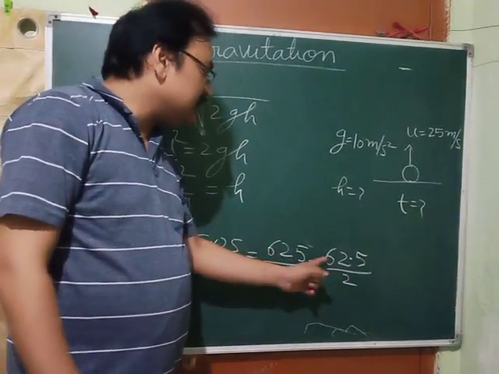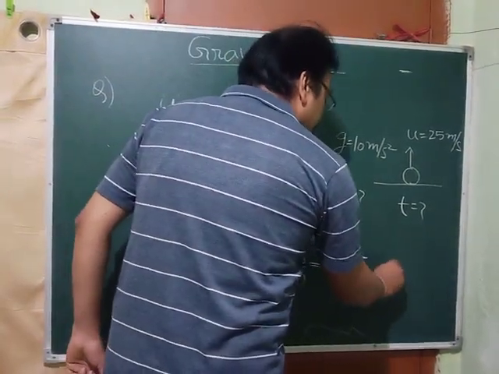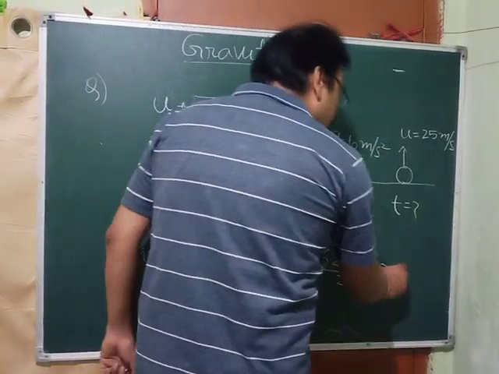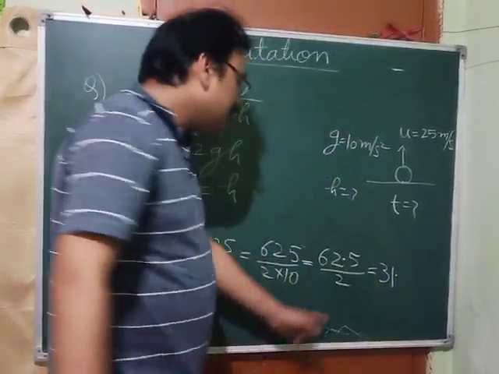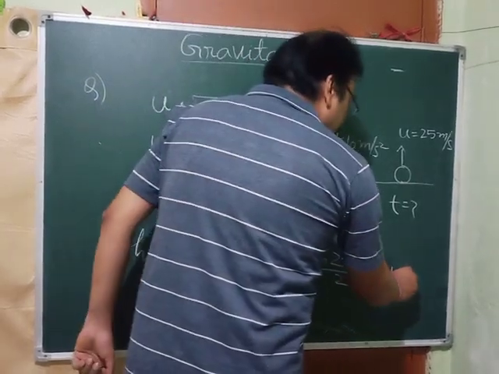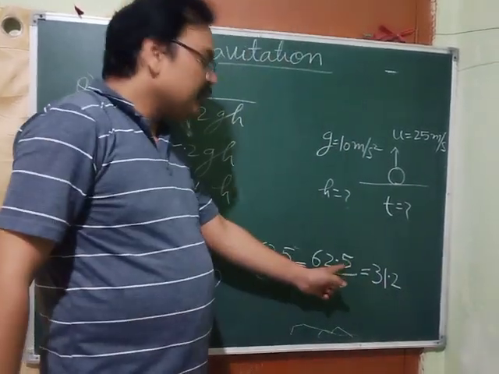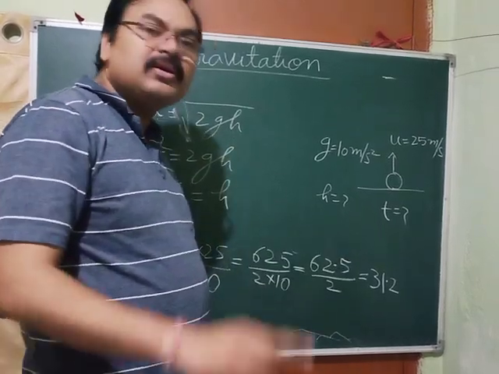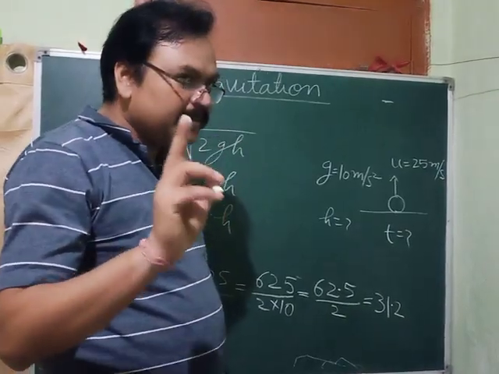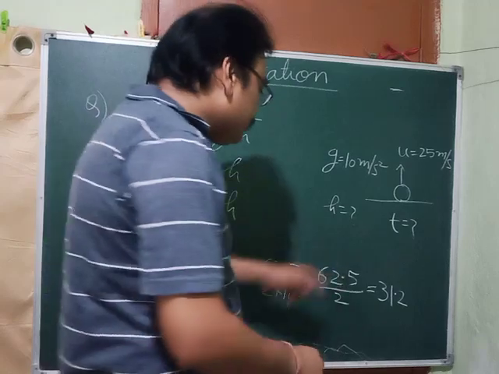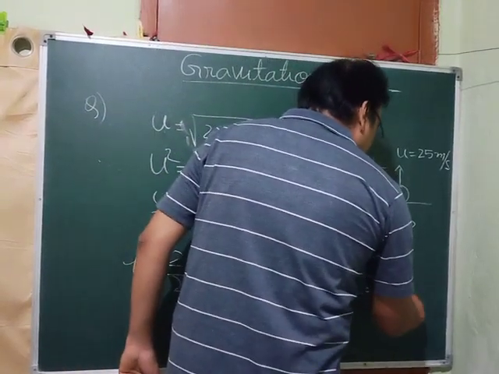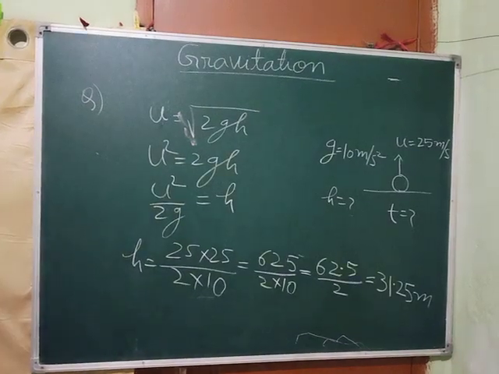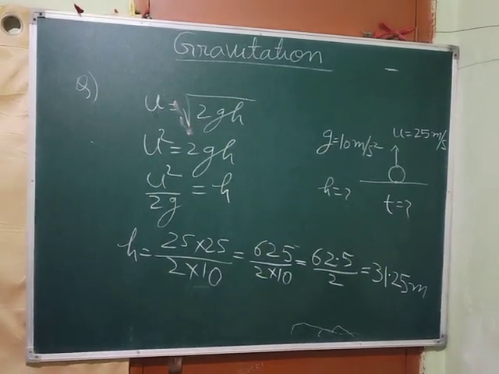2 threes are 6, 2 ones are 2, 2 twos are 4. 4 subtracted from 5, how much is left? 1. As the decimal is already there, you will get 0, so it will become 10. 2 fives are 10. This much meter is the height it is going to achieve: 31.25 meter maximum height.